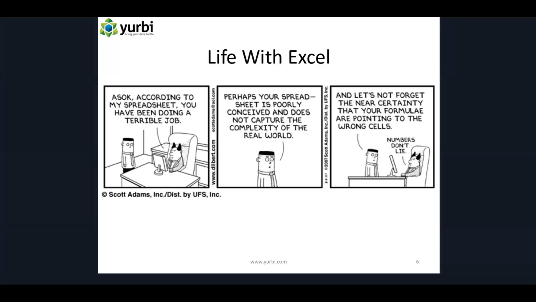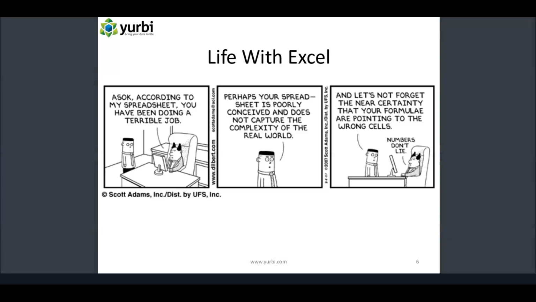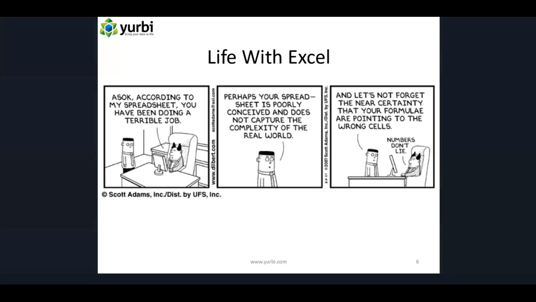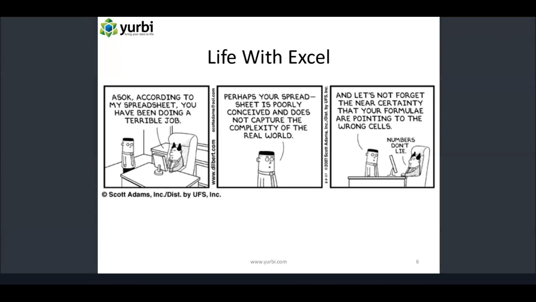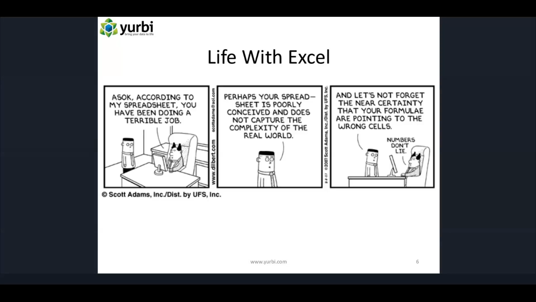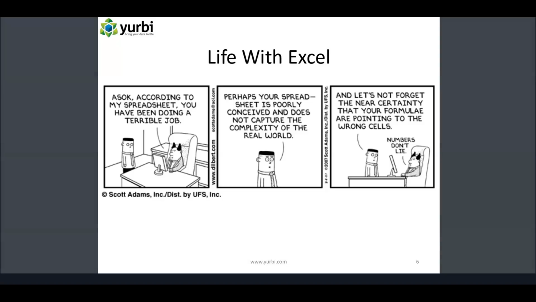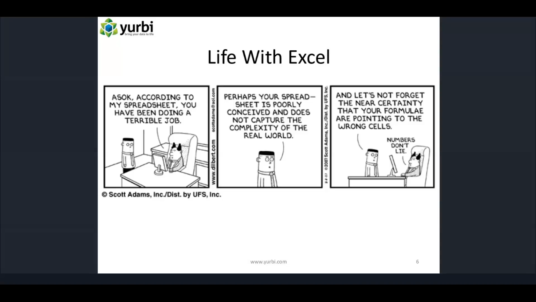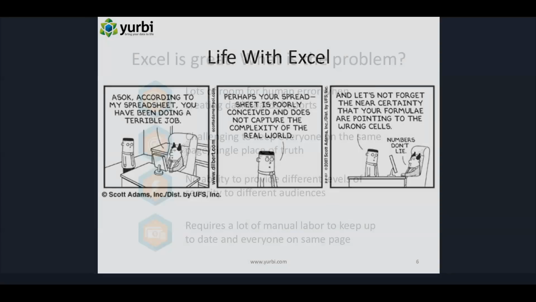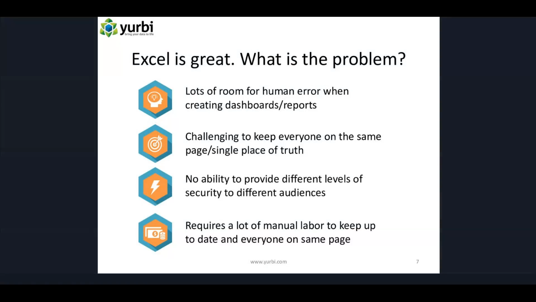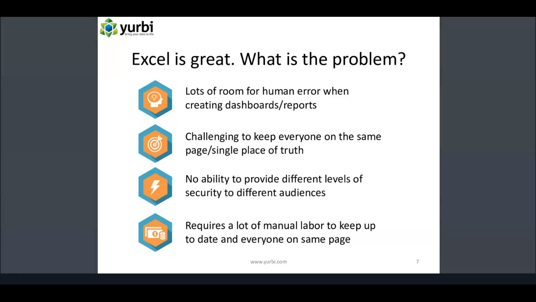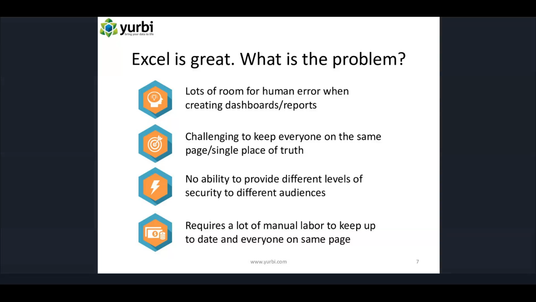One of the bigger ones being, as in the last cell here, you basically have a formula pointing to the wrong cell or bucket of cells, and that throws off all your data, and you're making decisions off of bad information. And I love how the boss here says numbers don't lie, and when it comes to Excel, that's definitely not the case. So even though Excel is great, it does have problems in terms of the human error aspect we just talked about. Bigger though, it's challenging to keep everybody on the same page.